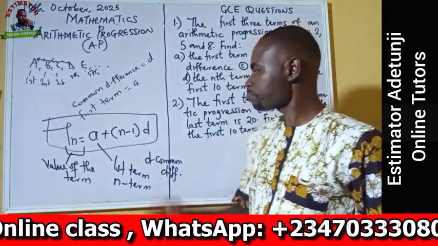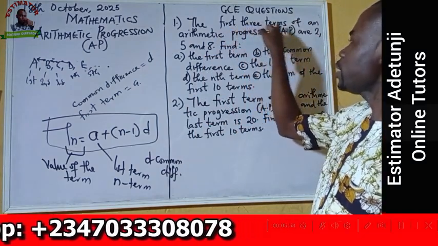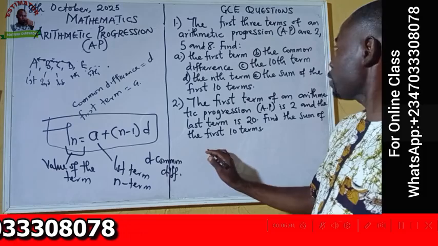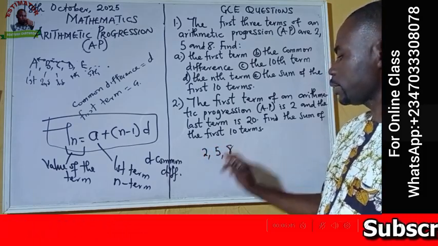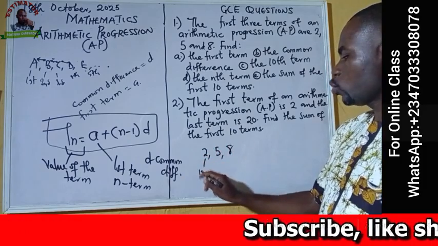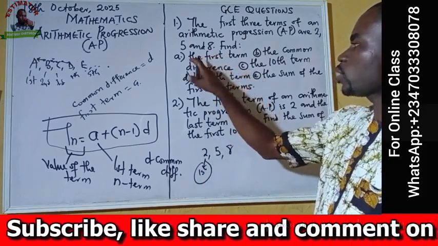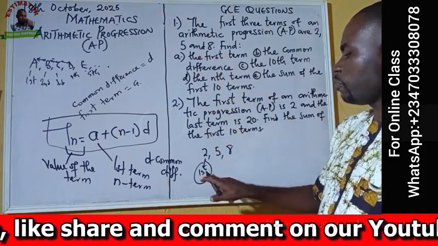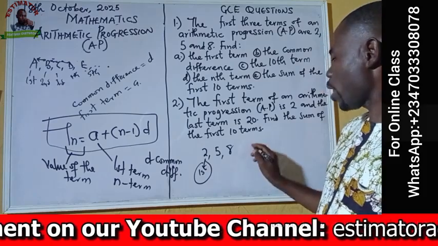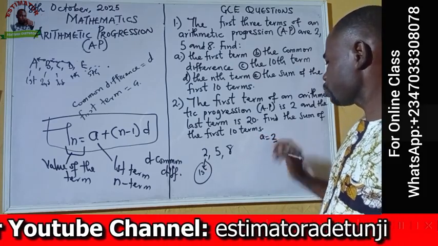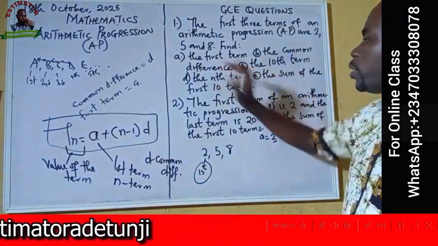Alright, we continue. For the first time now, we can see that these are the first 3 terms of the AP. We have 2, 5, and 8. What's my first term? 2 is my first term. At least I have answered the first question. The first question says I should find the first term, which is 2. That one is settled. That is, our A is 2.